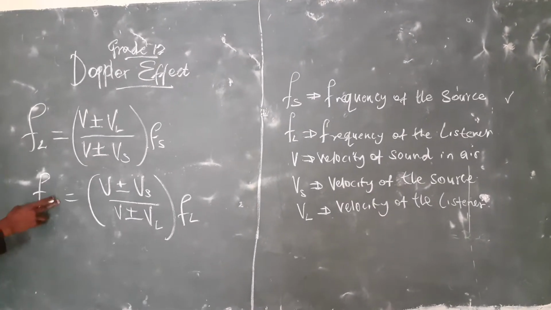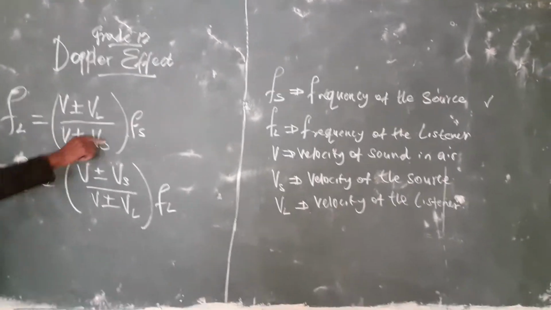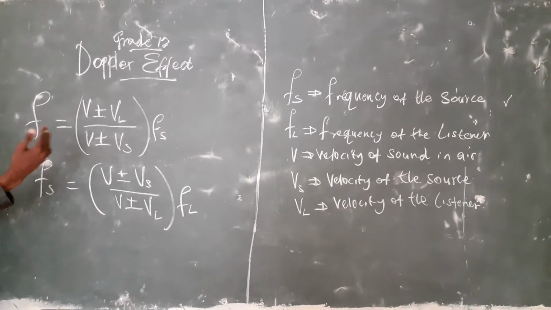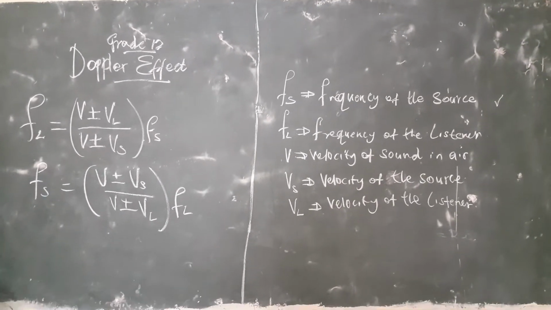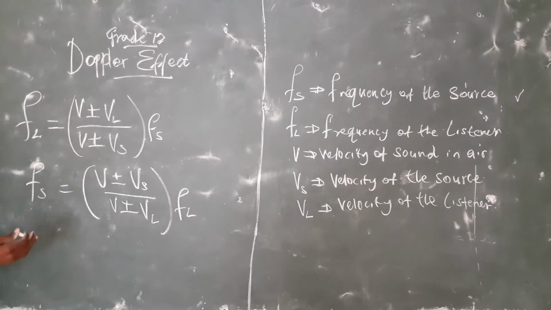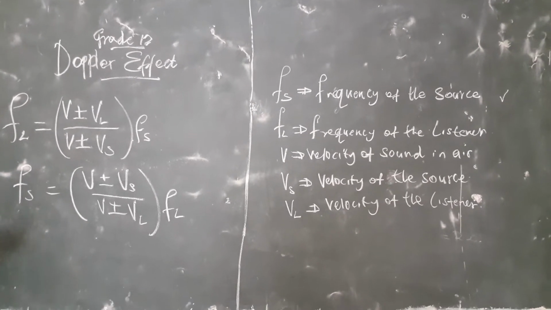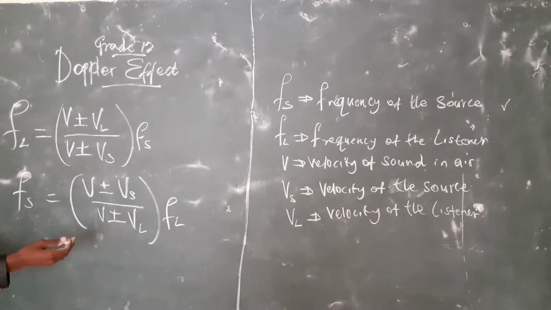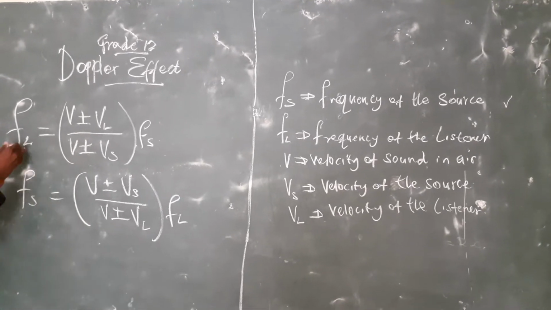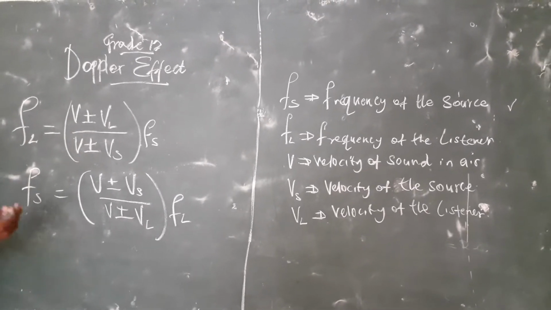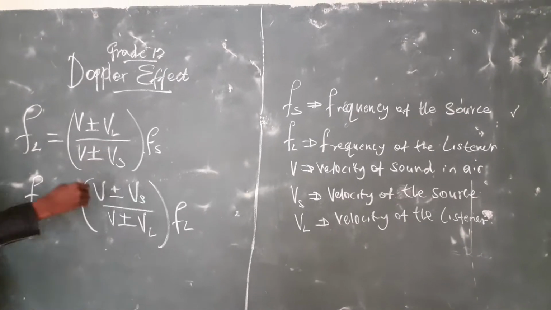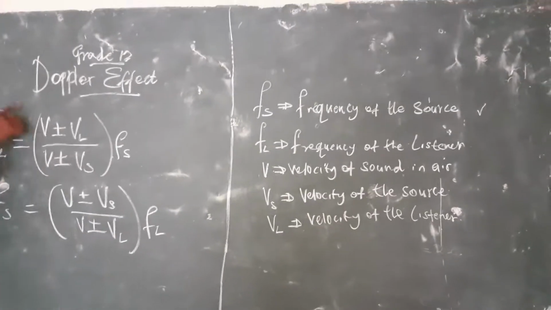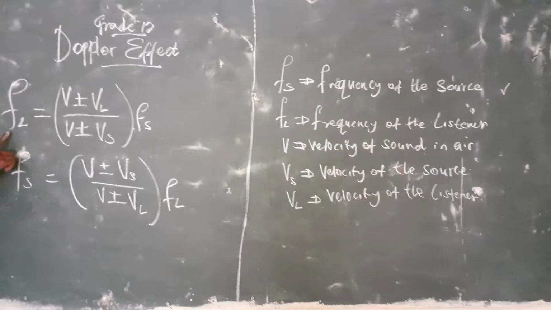So in Doppler effect, we have two formulas, which are going to help you calculate the frequencies of either the source or the listener. The listener is where the sound gets to. For example, for you to hear someone calling you, you are the listener, and that particular person is the source. The source is where the sound is coming from, and the listener is where the sound is getting to. So we have the formula for the frequency of the listener.